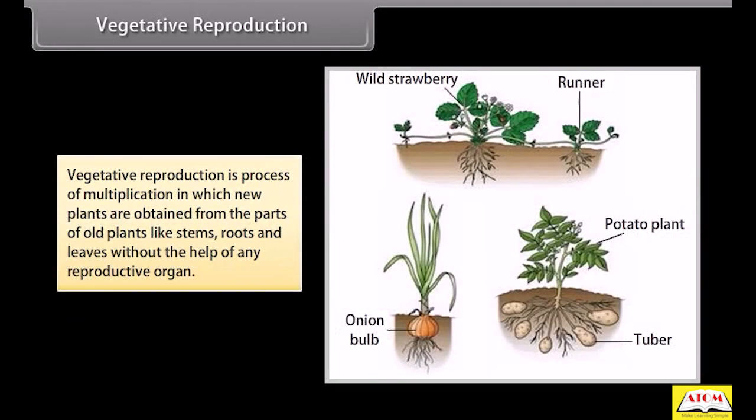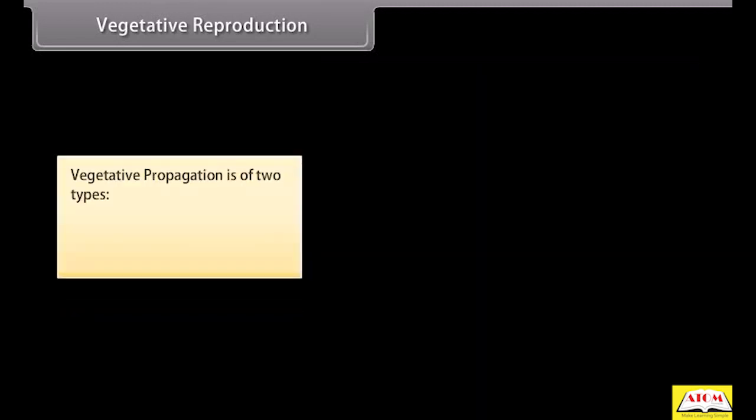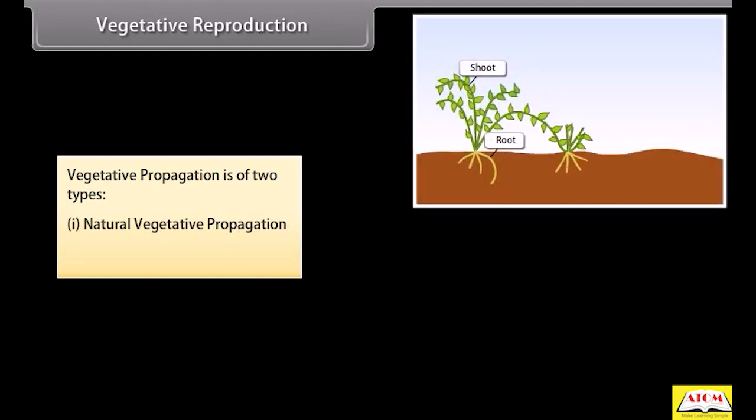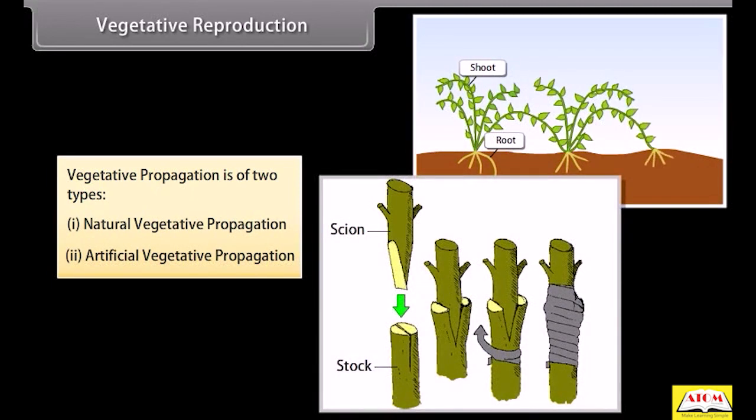Vegetative reproduction. Vegetative reproduction is the process of multiplication in which new plants are obtained from the parts of old plants like stems, roots, and leaves without the help of any reproductive organ. Vegetative propagation is of two types: natural vegetative propagation and artificial vegetative propagation.